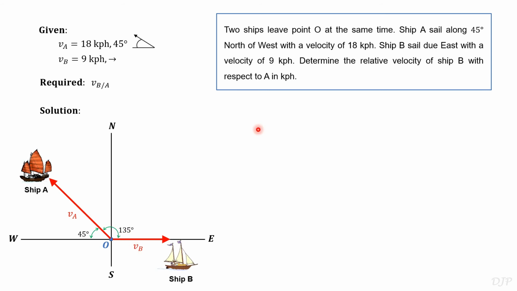So now let's draw the arrow vector for the relative velocity. This will be the drawing of the arrow vector for V sub B over A. Take note that the observer is on ship A and the observed body is ship B. Therefore, the tail of this arrow vector must be connected to the arrowhead of V sub A, while its arrowhead must be connected to the arrowhead of V sub B.